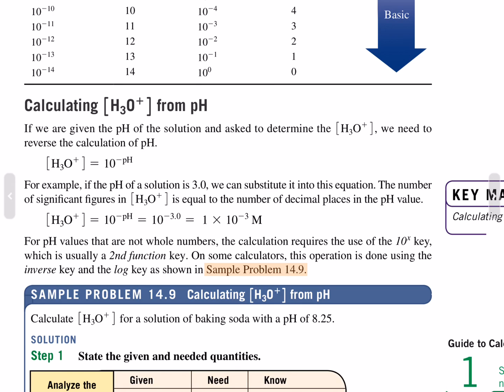For pH values that are not whole numbers, the calculation requires the use of the 10 to the x key, which is usually a second function key. On some calculators, this operation is done using the inverse key and the log key, shown in problem 14.9.